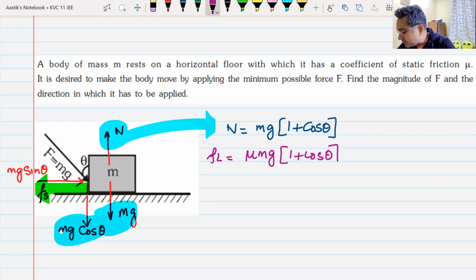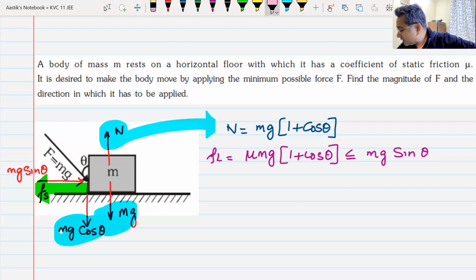Now this is the limiting friction. If your force is more than the limiting friction, your block will move. Which is the force which is trying to move the block? This force, which is mg sine theta, is trying to move the block. So this friction must be less than or equal to that force, or your force must be more than. Oh, I've written it in the reverse order. This friction force should be less than or equal to your pulling force, or that force should be greater than or more than this one.